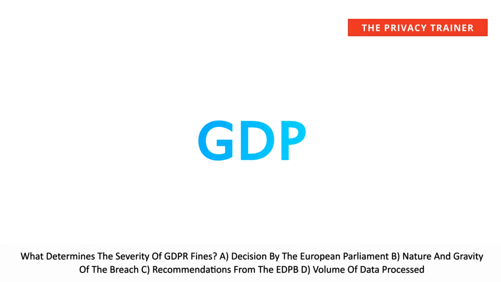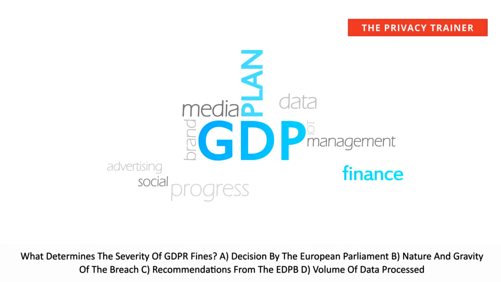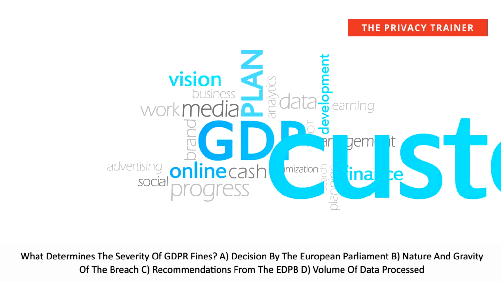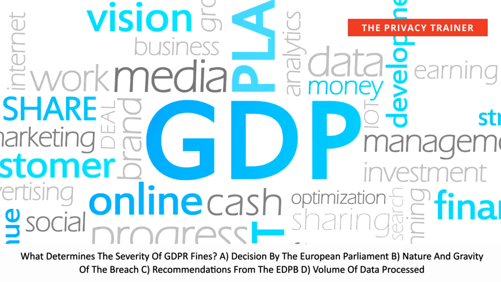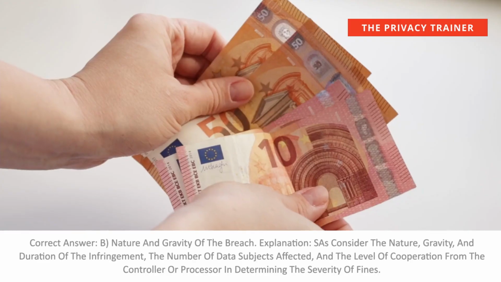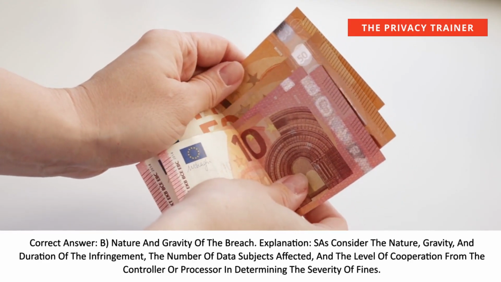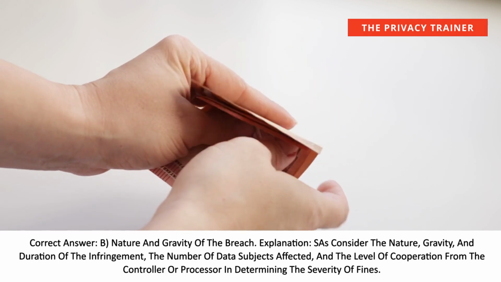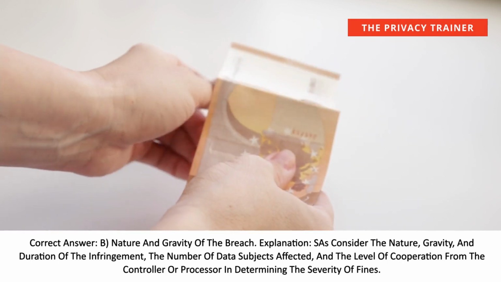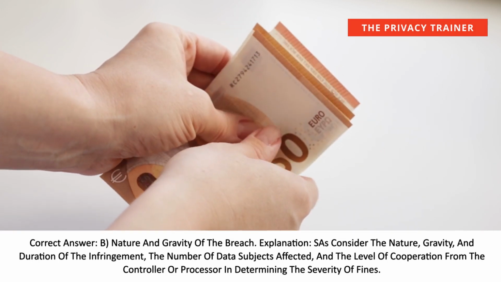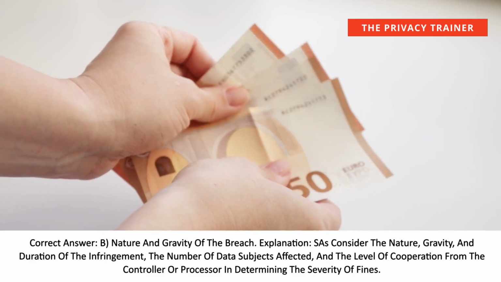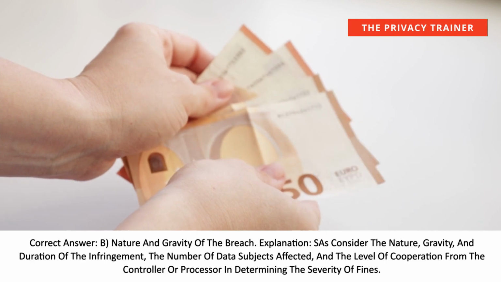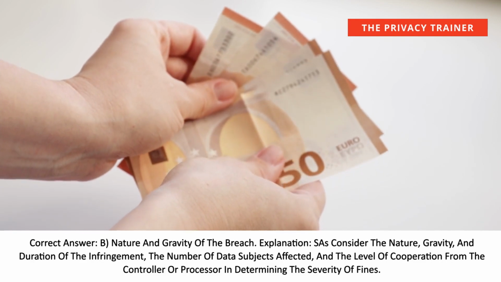What determines the severity of GDPR fines? A. Decision by the European Parliament. B. Nature and gravity of the breach. C. Recommendations from the EDPB. D. Volume of data processed. Correct answer. B. Nature and gravity of the breach. Explanation. SAs consider the nature, gravity, and duration of the infringement, the number of data subjects affected, and the level of cooperation from the controller or processor in determining the severity of fines.